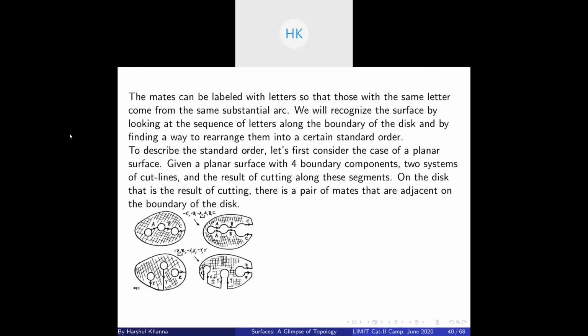So now what I do is, basically, if I have multiple mates, I'll label them with letters. So as you can see in this surface, I have three holes, and basically four boundary components. I find a system of substantial arcs and disconnect it, and I get this. You can see I label them with letters. A minus sign means we are just moving towards the clockwise direction. So I give them the direction and separate them.